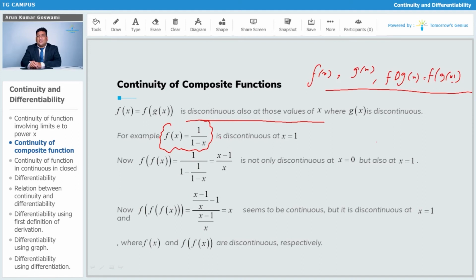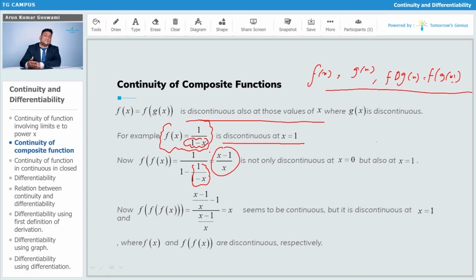Here f(x) is 1 by 1 minus x, and it is discontinuous at a point. You know that the point of discontinuity we can find by keeping the denominator equal to 0, so the point of discontinuity is x equal to 1. Now if I find f(f(x)), in place of x I am going to replace 1 minus x, because we are finding f of f(x). So what we got is x minus 1 divided by x.